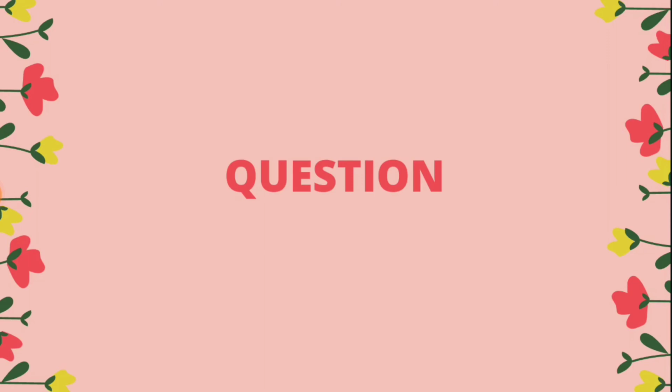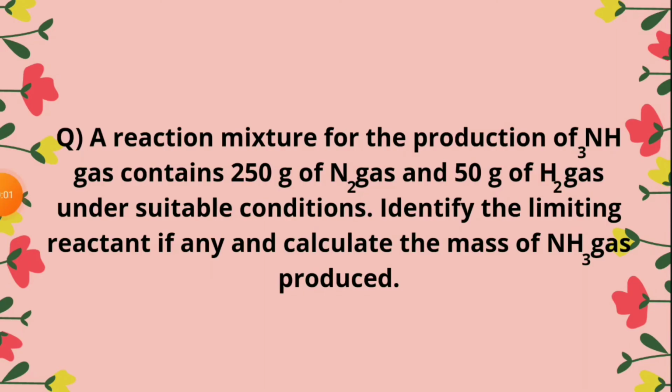Question. A reaction mixture for the production of NH3 gas contains 250 gram of N2 gas and 50 gram of H2 gas under suitable conditions. Identify the limiting reactant if any and calculate the mass of NH3 gas produced.